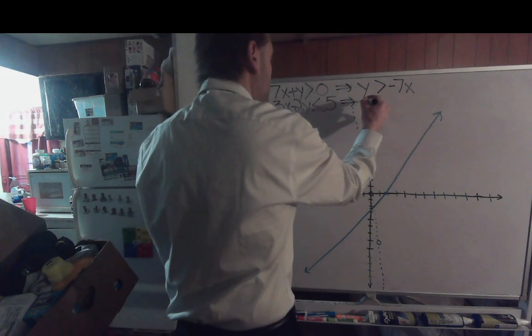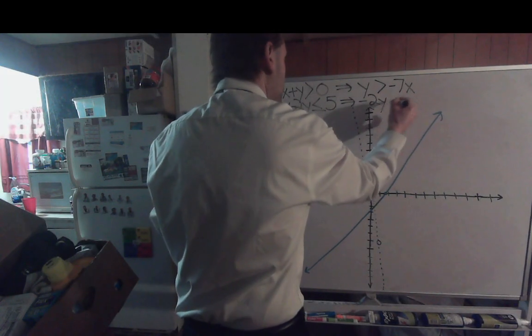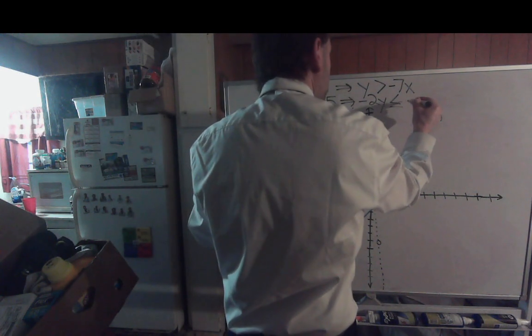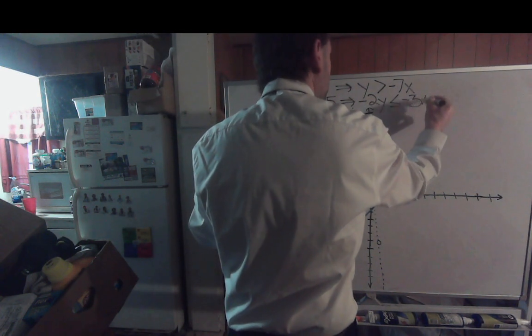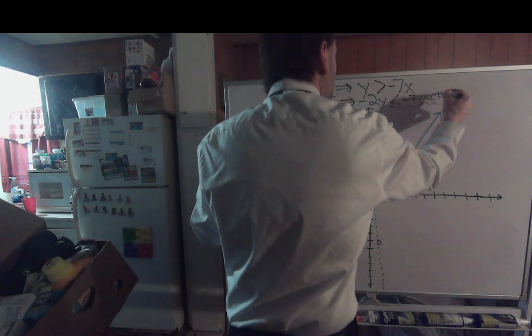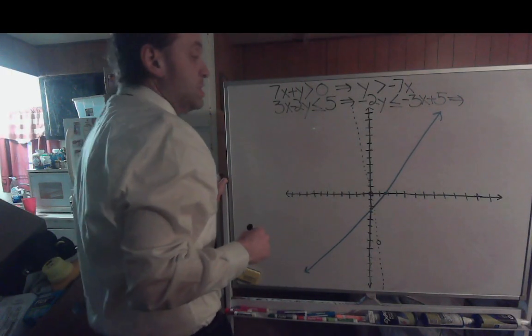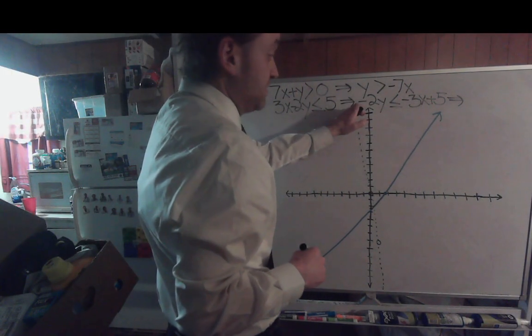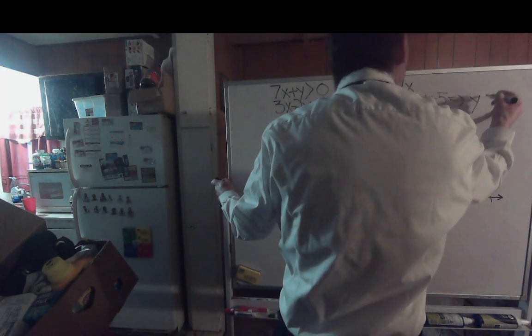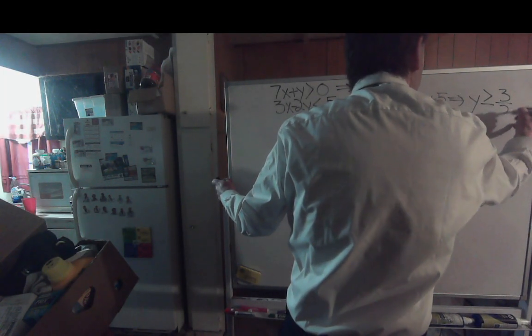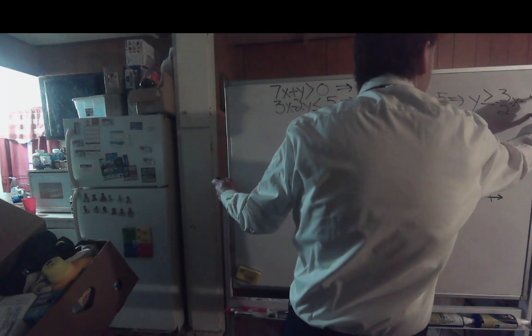That'll give you negative 2y is less than or equal to negative 3x plus 5, which if we want to solve for positive y, you divide both sides by negative 2, and you'll end up flipping the sign. You would get that y is greater than or equal to 3/2 x minus 5/2.